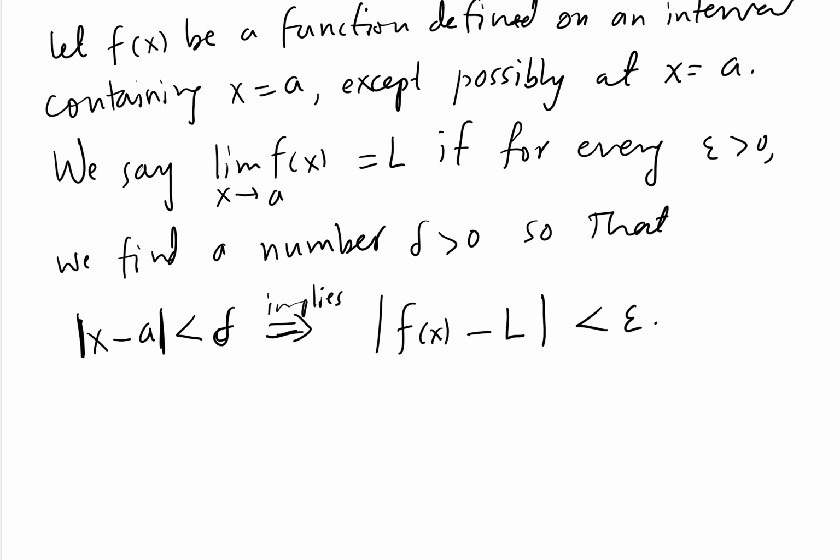So that's really the precise definition of the limit. We said the limit as x approaches a of f of x equals L if for every epsilon bigger than 0 we find a number delta, a very small number delta bigger than 0, so that if the difference between x and a is less than delta, then the difference between f of x and L is less than epsilon.